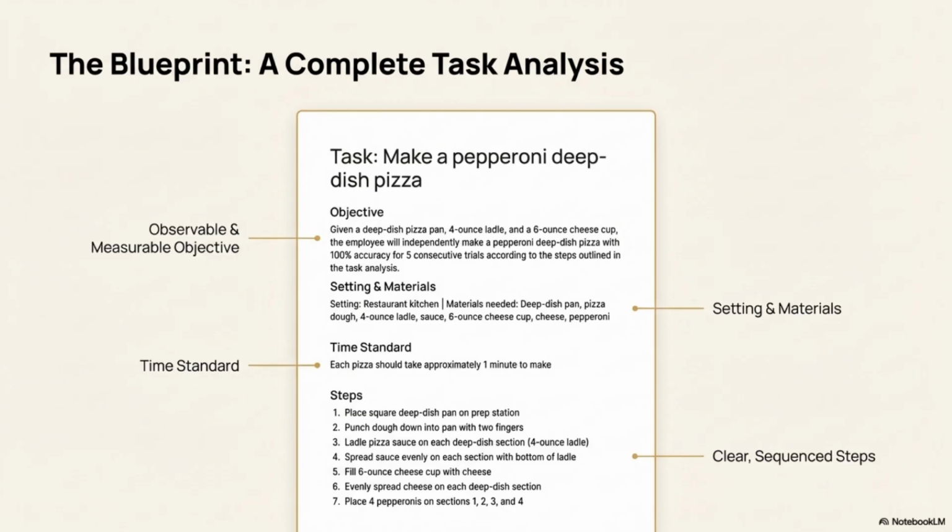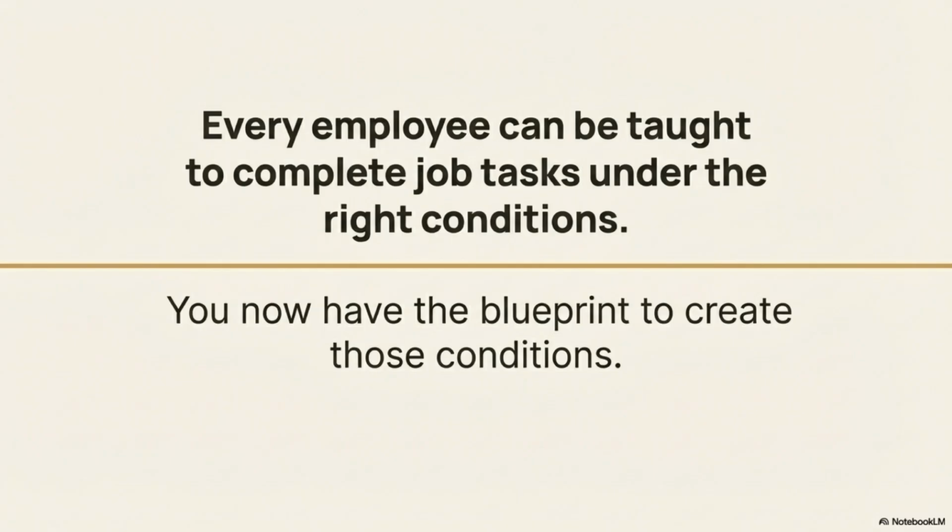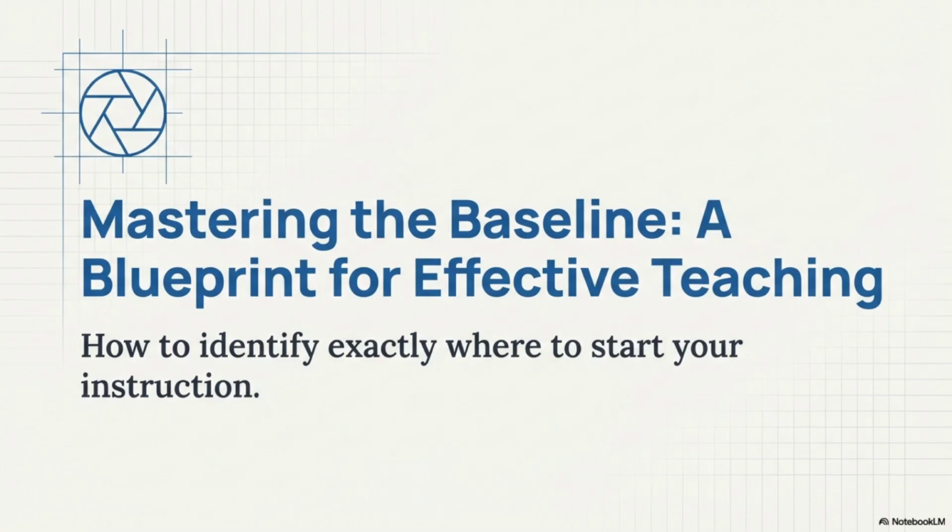Notice what this TA includes. An objective that's observable and measurable. The setting and materials. A time standard. Steps that are clear and sequenced correctly. That's a usable task analysis.